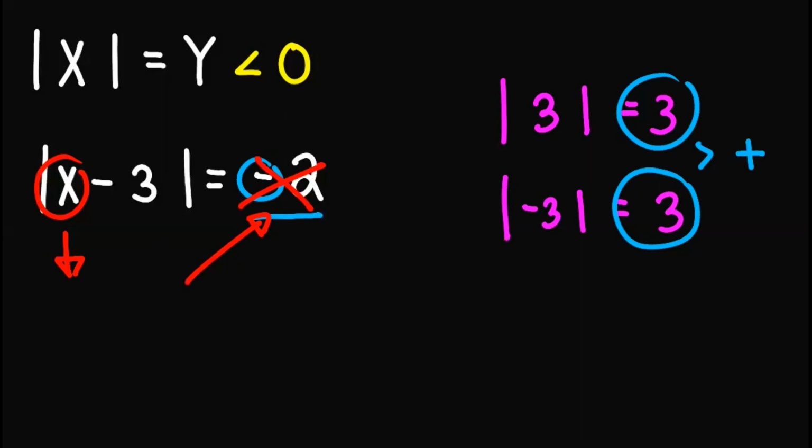Therefore, this case is impossible, or there are no values that will satisfy this equation. So we write this one as x is an element of the empty set. So there are no values that satisfy this equation.